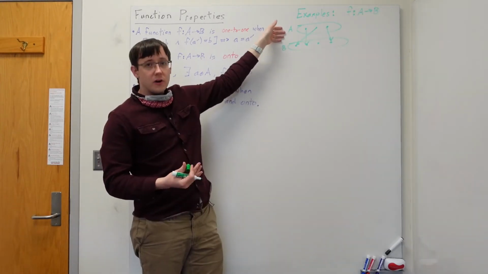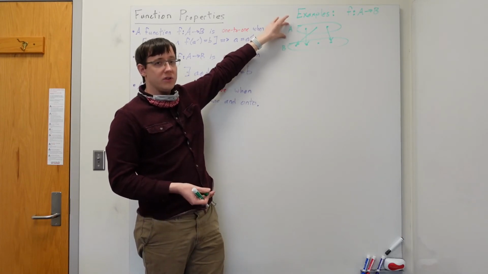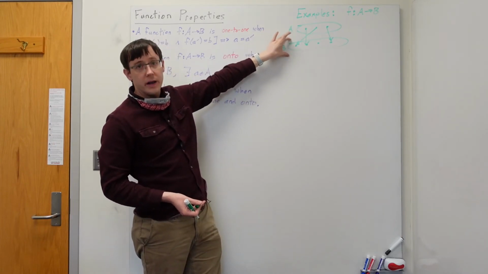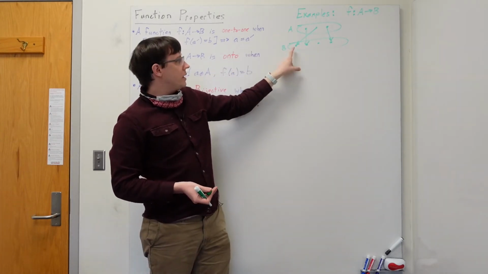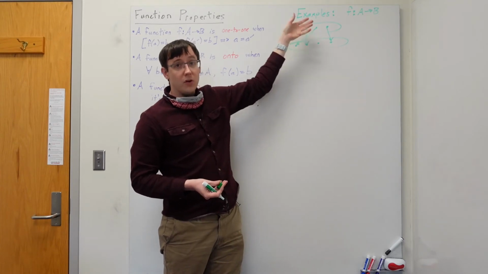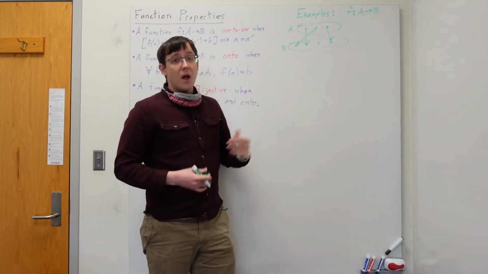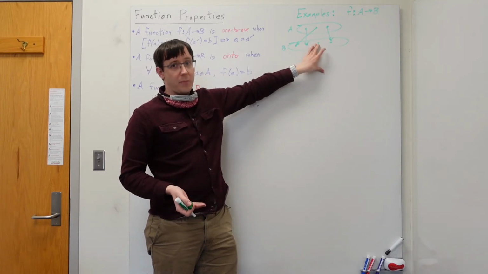This mapping is a function from A to B because for every element of our input set, we have exactly one output that it maps to. And this function is one-to-one because there is no element of B that is the output for multiple distinct inputs. But it's not onto because there's an element of B that is never the output of the mapping.